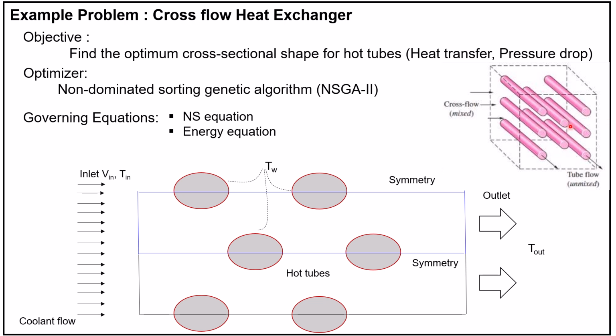generally the tubes are circular in shape, but we may not know if this is the optimum shape. When I say optimum shape, what I mean is the heat transfer from the hot fluid to the air should be maximum, but the pumping power or the pressure drop occurring due to the airflow should be minimal. So that is what I mean by an optimal cross-sectional shape for the hot tubes.